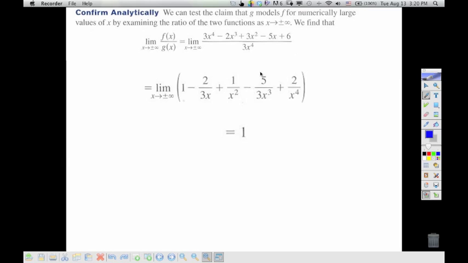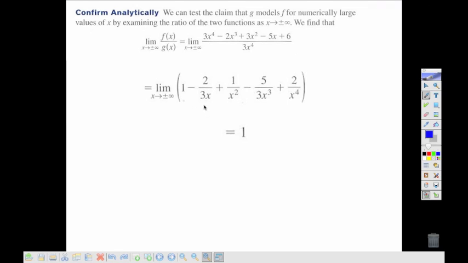Another way that we can think about this is if we made a fraction out of it, putting it all over 3x to the 4th, notice how this would cancel out. We would have the 3x to the 4th over 3x to the 4th giving us 1. These would all leave an x in the denominator. So if I'm putting in very large values for x, each of those is going to go to 0, leaving us only with the first two terms going together. Since I had 3 over 3, we're just getting 1.